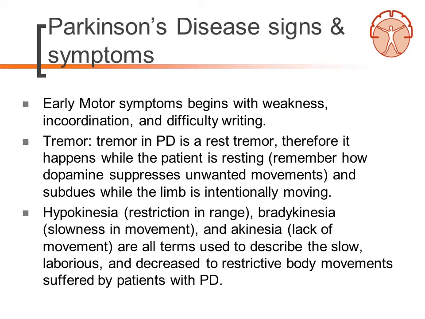Let's talk about the signs and symptoms. Early motor symptoms begin with weakness, incoordination, and difficulty. Tremor in PD is a rest tremor. Therefore, it happens while the patient is resting and subsides while the limb is intentionally moving. Hypokinesia, bradykinesia, and akinesia are all terms used to describe the slow, laborious, and decreased or restricted body movements suffered by patients with PD.